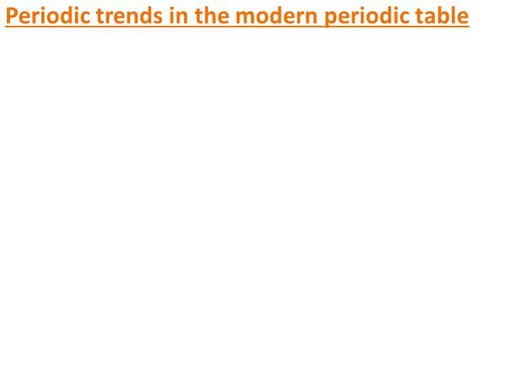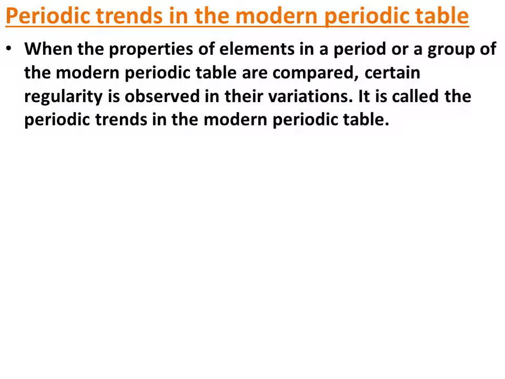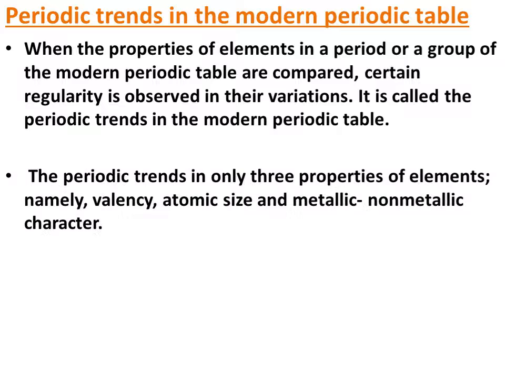Now we will discuss the periodic trends in the modern periodic table. When the properties of elements in a period or a group of the modern periodic table are compared, certain regularity is observed in their variations. It is called the periodic trends in the modern periodic table. The periodic trends are seen in 3 properties of elements, namely valency, atomic size, and metallic and non-metallic character.